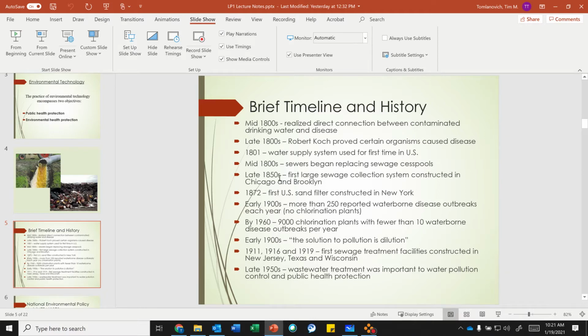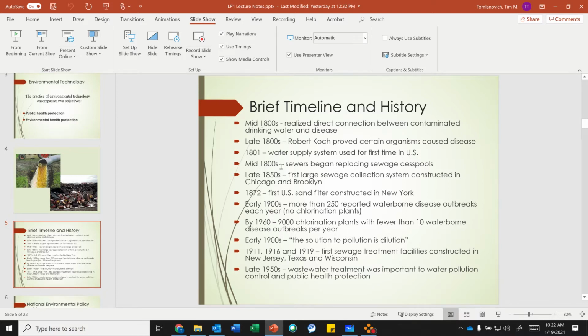Okay, so if we go from 1850 to 1900, we finally figured out from 1900 that 250 reported waterborne disease outbreaks each year, no chlorination plants. So we figured the wastewater, but in the 1900s we're figuring water was contamination. So by the 1960, 9,000 chlorination plants were built. Okay. So we're only in the 2000s. So literally 1900s, that's 100 years. So about 150 years, which isn't that long if you think about it, is before we started realizing contamination of drinking water and waste was an issue.